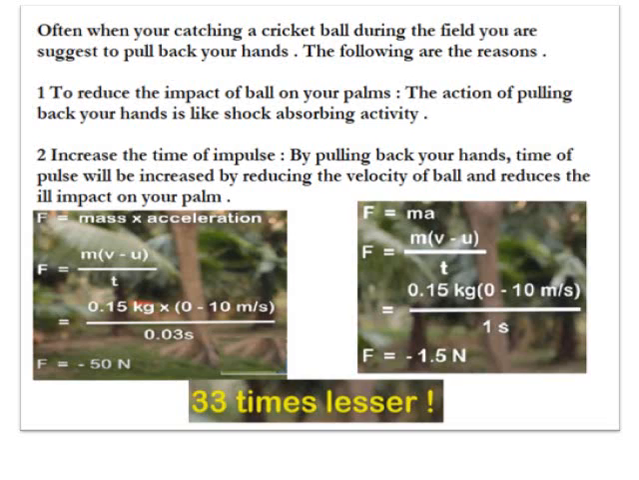Children, this is a very important concept on Newton's second law of motion. Often when you are catching a cricket ball in the field, you are advised to pull back your hands. When a cricketer is catching a ball, you can see the cricketer draws his hand back in the direction of the ball while catching. What is the reason behind this? First, to reduce the impact of the ball on your palm. The action of pulling back your hand is like a shock absorbing activity. It increases the time of the impulse. By pulling back your hands, the time of the impulse is increased, reducing the velocity of the ball and reducing the impact on your palm.